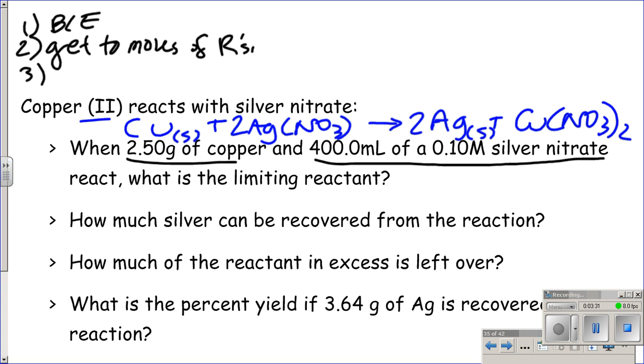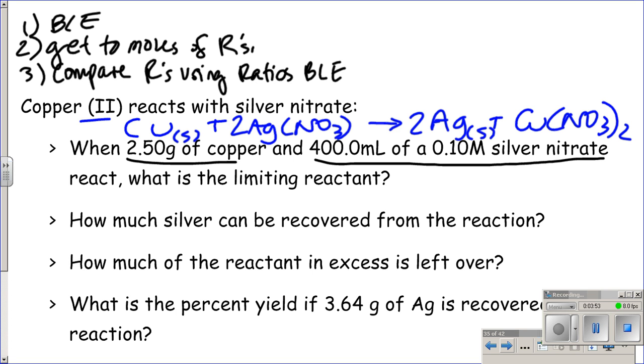After we get to moles of reactants, how do you figure out who your LR is? What was the next step? We wrote it down last week. Good. Compare reactants using ratios from your BCE, aka your mole ratios. Because, for example, if you have 5 moles of something, but you only need 2, is that your excess reagent or your limiting reagent? Excess. You have 5 moles. You only need 2. You got all kinds of excess, right?